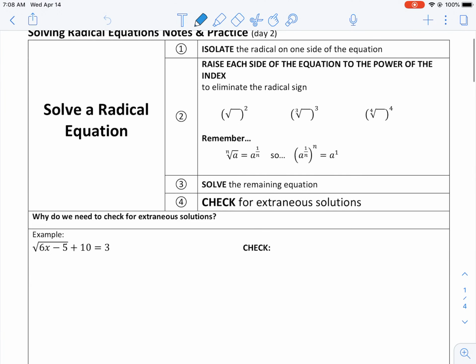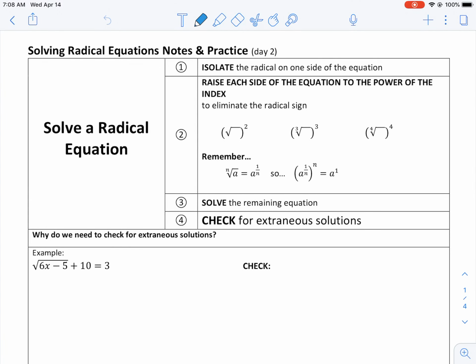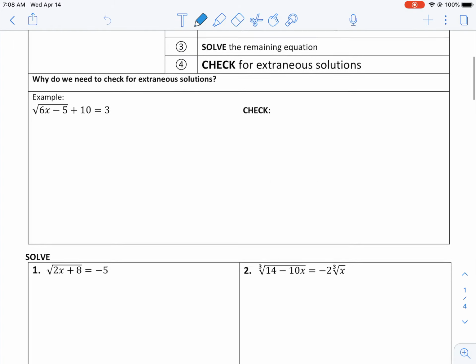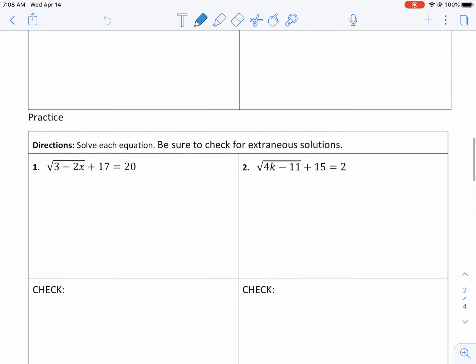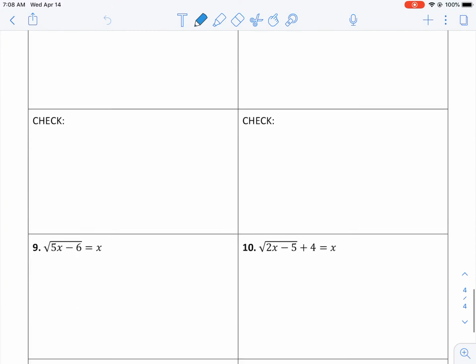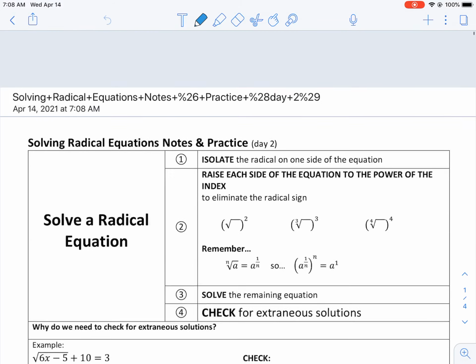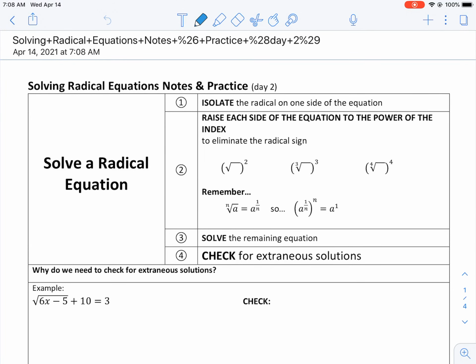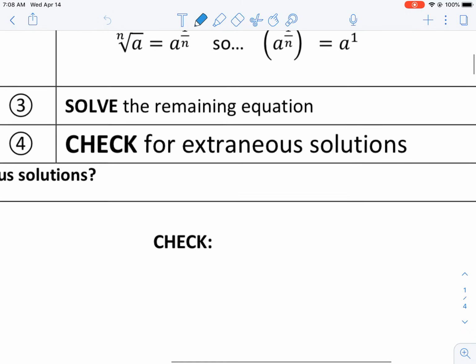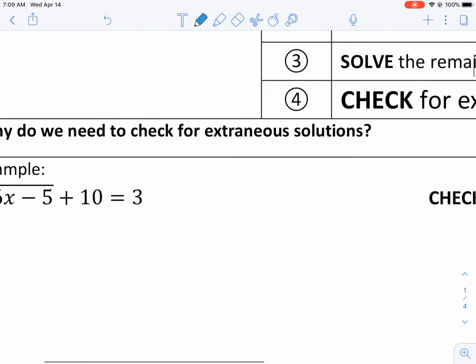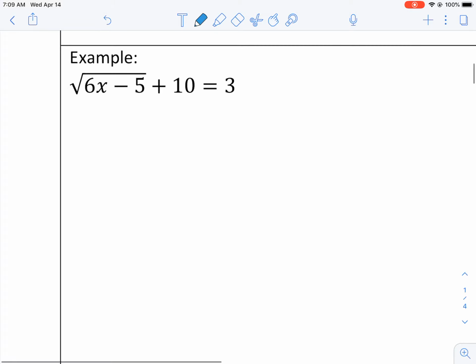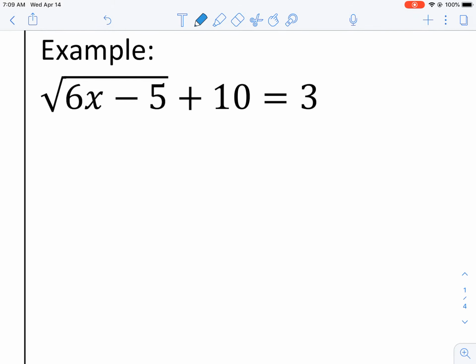Hello, this is going to be solving radical equations day 2. This is not going to be new in how it's solved. You're going to solve it in pretty much the exact same way, except today we're going to add this fourth step, check for extraneous solutions. I'm going to show you what that means in this example.